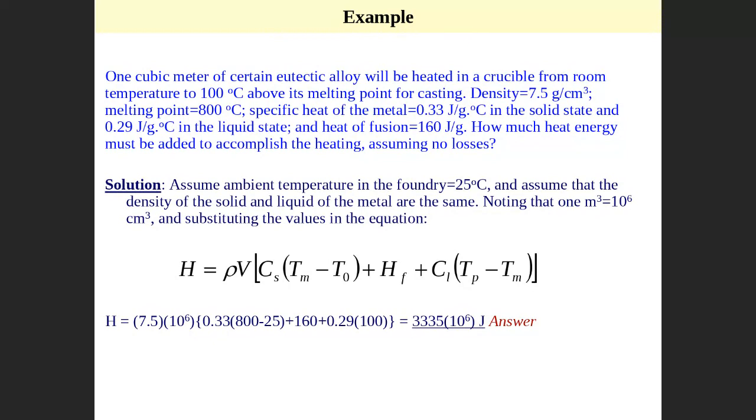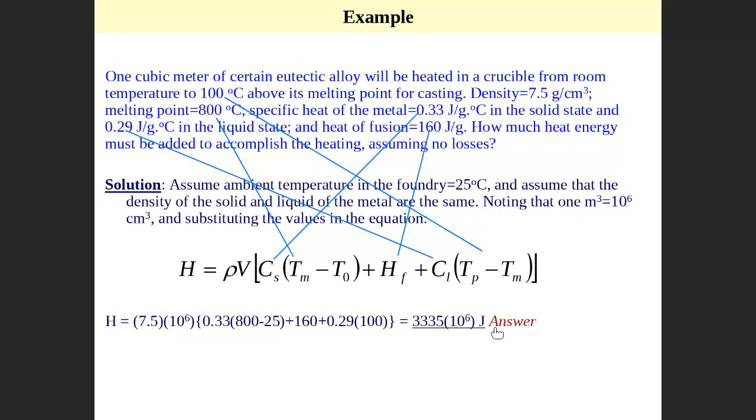Then you can see that this is the heat of fusion. This is the CS. This is the CL. This is the melting temperature. This TM is 800. The pouring temperature TB is 100 degrees above, so TB minus TM is 100, because it is 100 degrees above the melting temperature. Then you can apply here, and you get the heat in joules required to do the casting process.